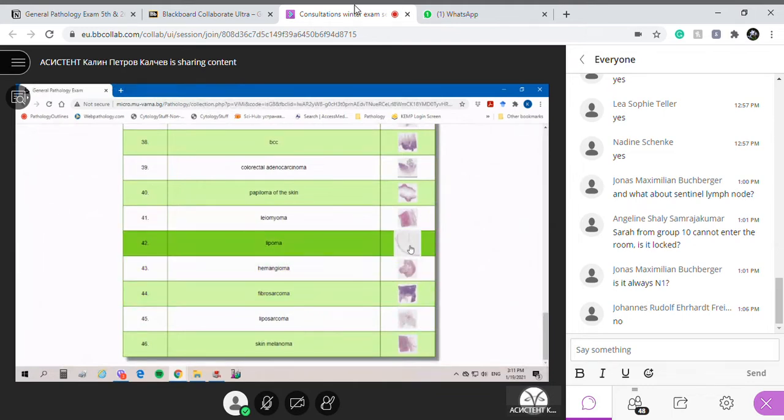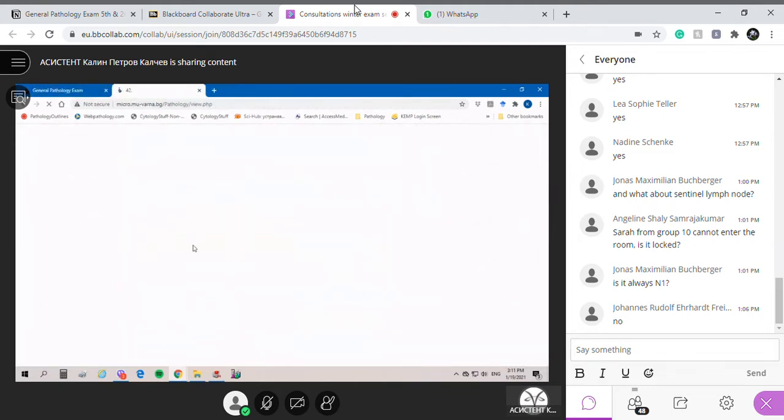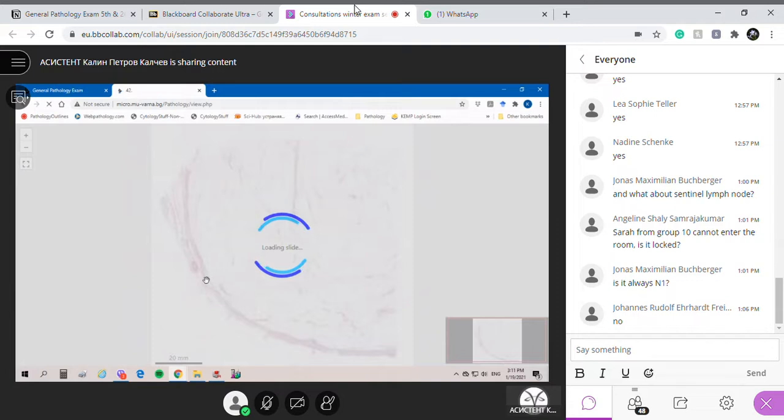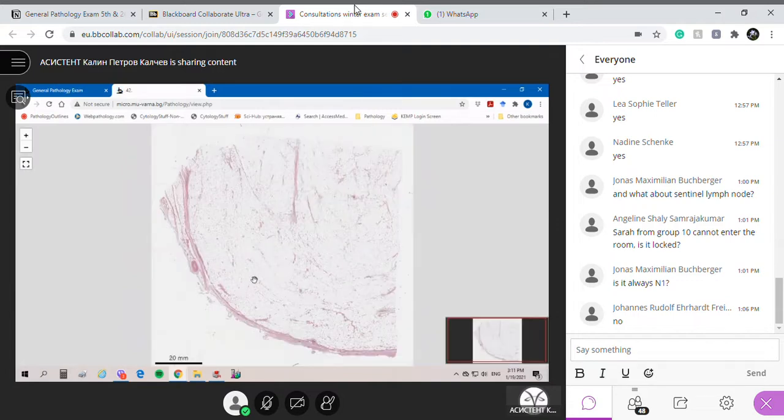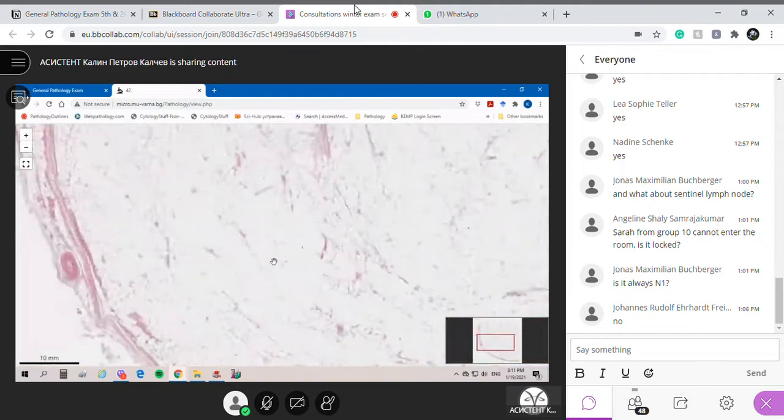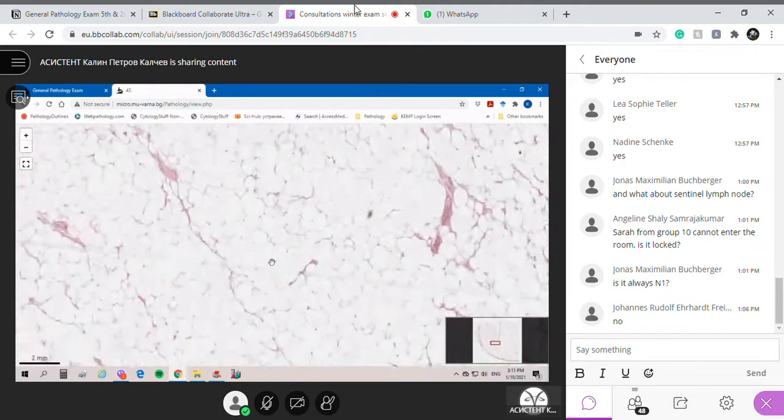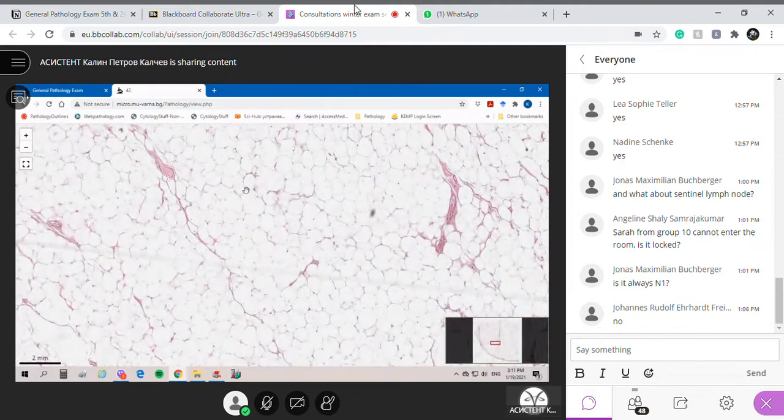Here, the next tumor is a benign tumor of adipose tissue. You can see that it is composed of adipose tissue, adipocytes here. You cannot tell that there is some structural atypia, because these are not spindle cells, but round cells. No matter how you arrange them, they will look like this.